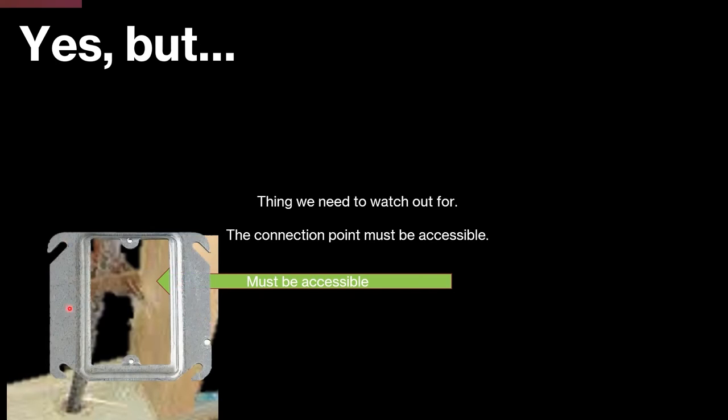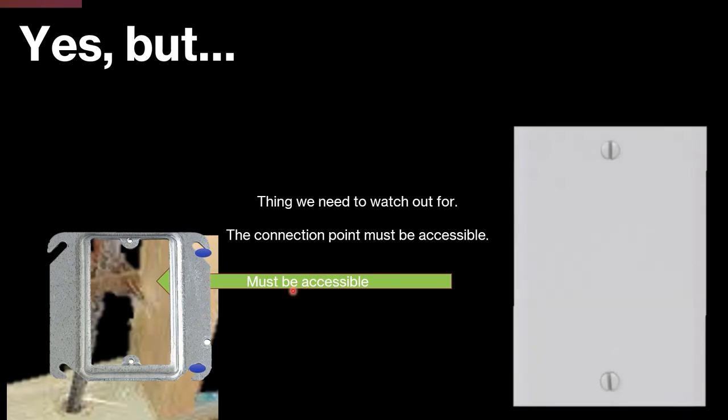So you could take a plaster ring, you literally would screw it to the wall with two fasteners and put a single gang blank on it. That's one way to do it. There are multiple ways that you could do it, but this is probably the most practical and easy way to do it. So if your inspector says, yes, you can do something like this, you have to make that connection point accessible. And as long as that connection point is accessible, you're good to go.